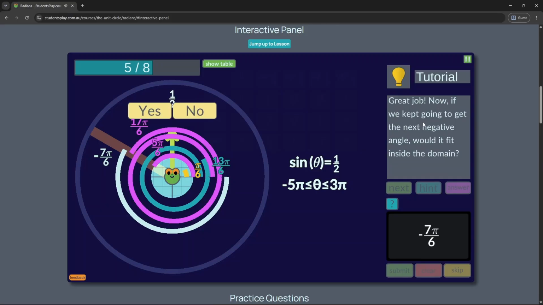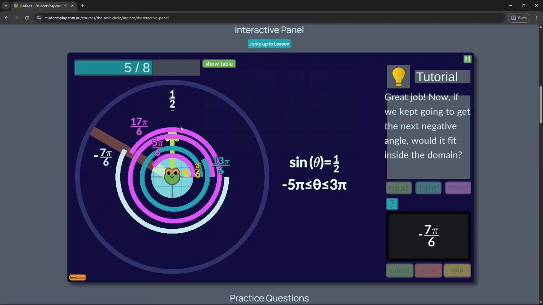Great job. Now, if we kept going to get the next negative angle, would it fit inside the domain? Interesting. So if we kept going all the way around here, what would this one be? Well, all the way around would be 12 pi on 6, and then going back a little would be 11 pi on 6, like negative 11 pi on 6, obviously. And is that less than 5? Well, the 5 we can convert to being over 6 as well. 5 times 6 is 30. So I think this one would be 30 pi on 6. So as long as our numerator is below 30, we're good. And 11 is, so yeah, we're good to go.